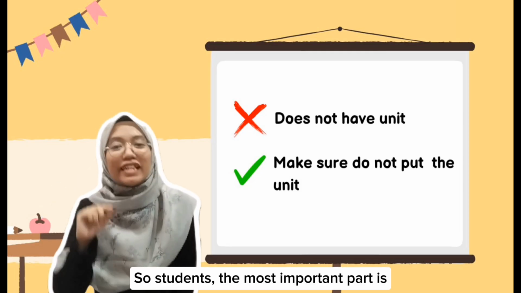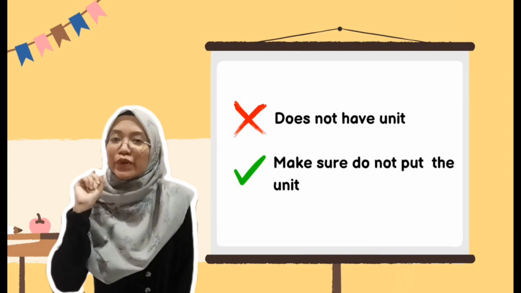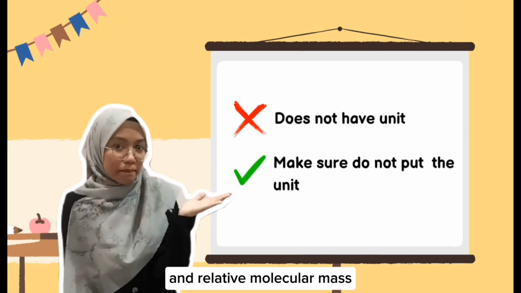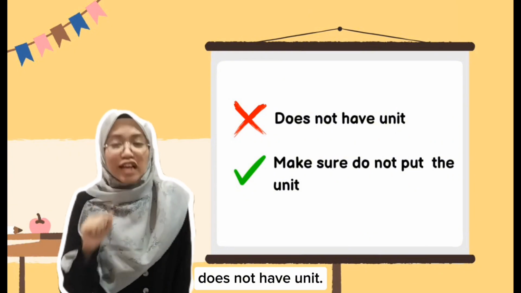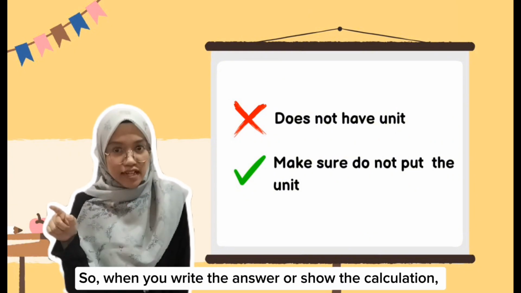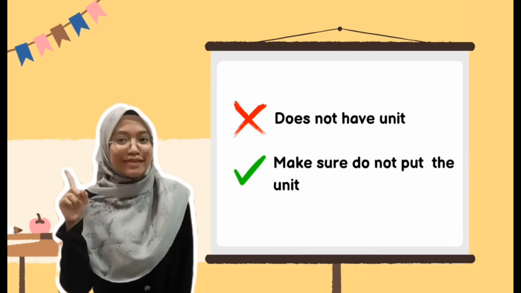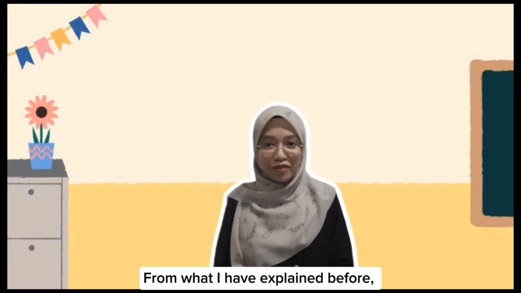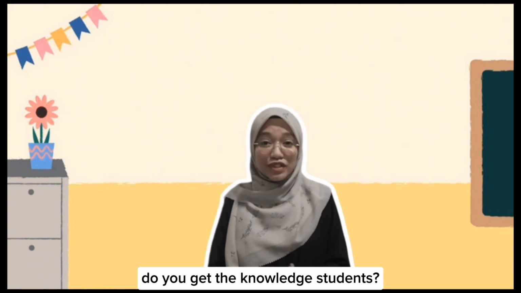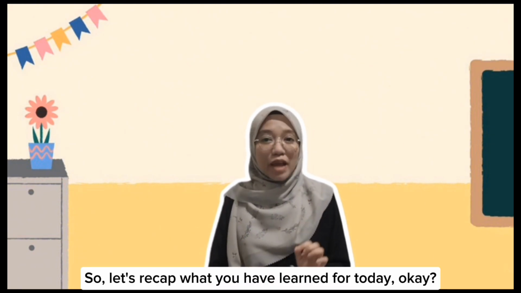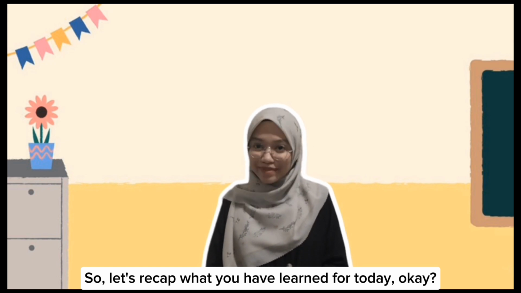So, students, the most important part is you need to remember that relative atomic mass and relative molecular mass do not have a unit. So, when you write the answer or show the calculation, make sure you do not put the unit, yeah? From what I have explained before, do you get the knowledge, students? Okay, good. So, let's recap what you have learned for today, okay?